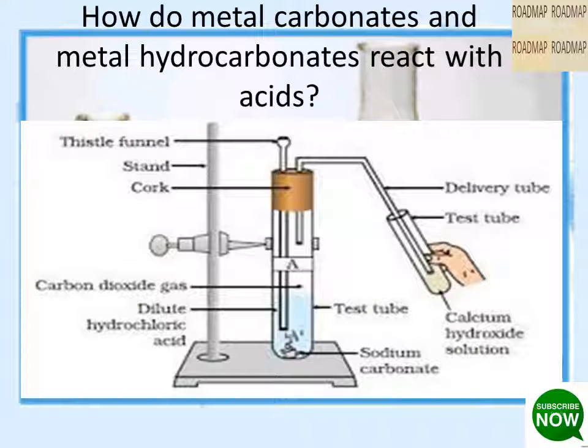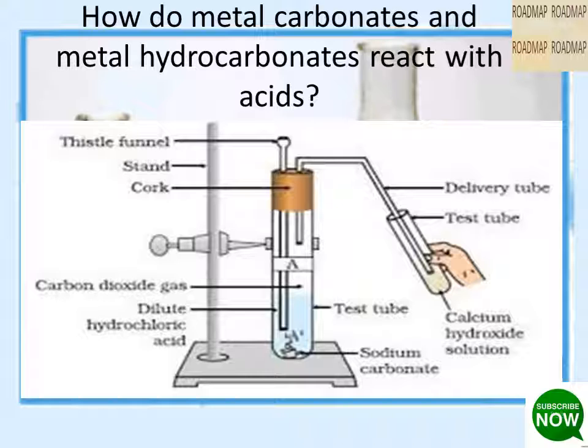So how do metal carbonates and metal hydrogen carbonates react with acids? Consider an activity: take two test tubes and label them A and B. Take about 0.5 gram of sodium carbonate in test tube A and about 0.5 gram of sodium hydrogen carbonate in test tube B. Add about 2 ml of dilute HCl to both. Now what do you observe?